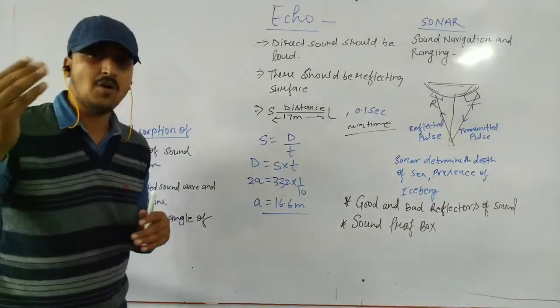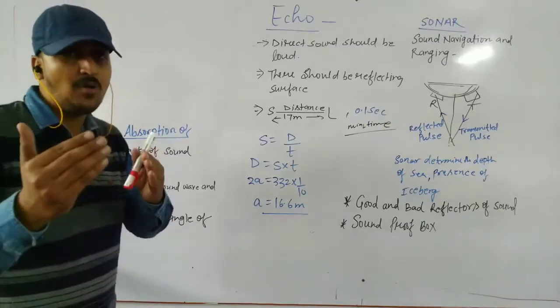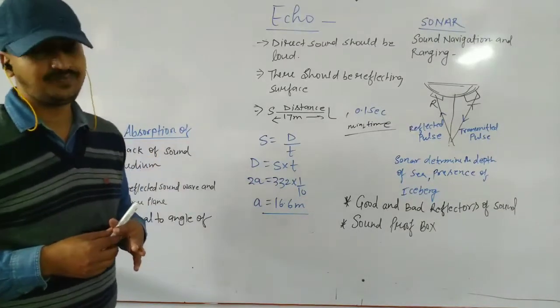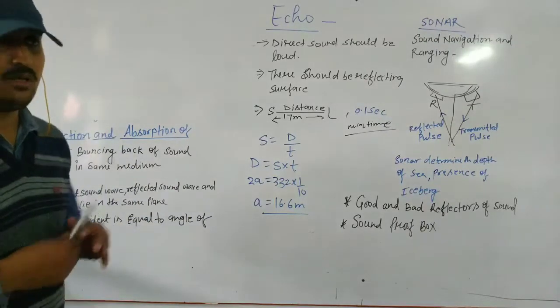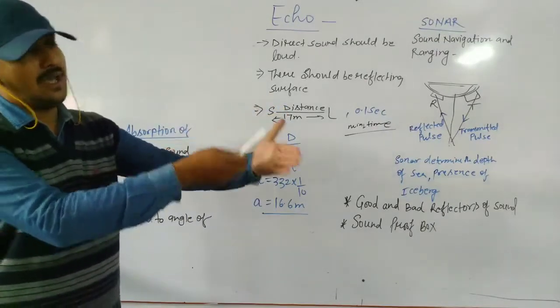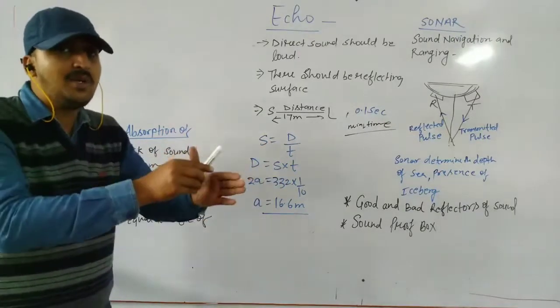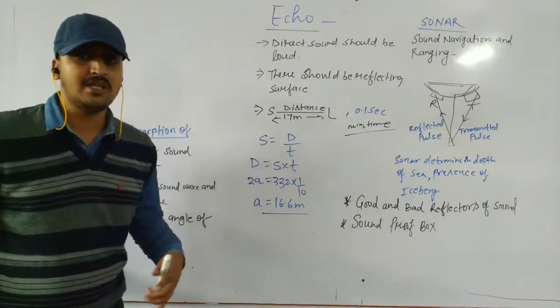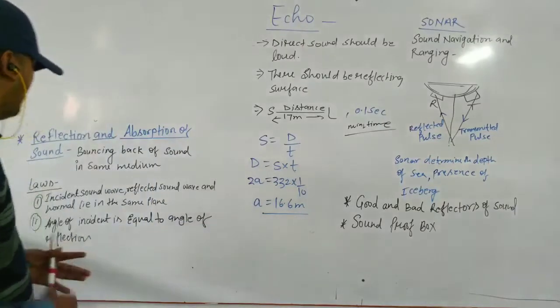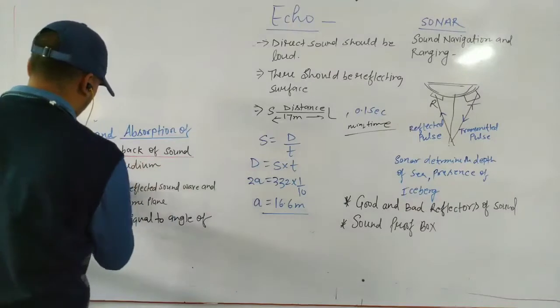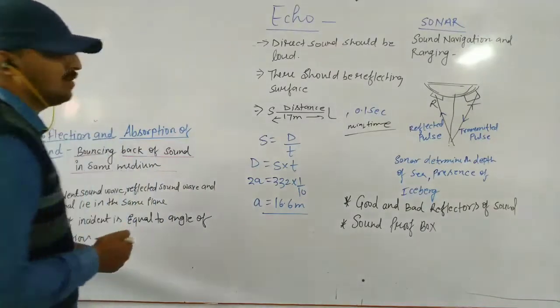If sound is reflected, meaning bouncing back of sound in the same medium, then it is related to reflection of sound. Bouncing back, we are throwing here and it is coming back, so we can say it is a reflection. If it is absorbed, then we can say it is an absorption of sound. So the bouncing back of sound in the same medium is called reflection of sound.